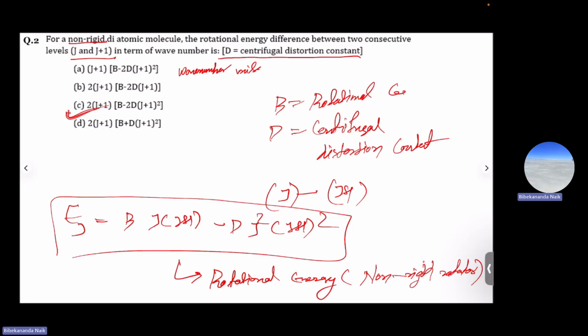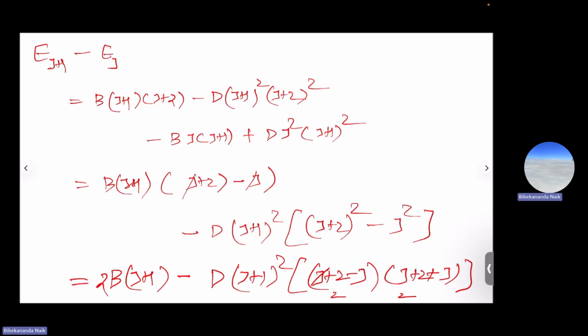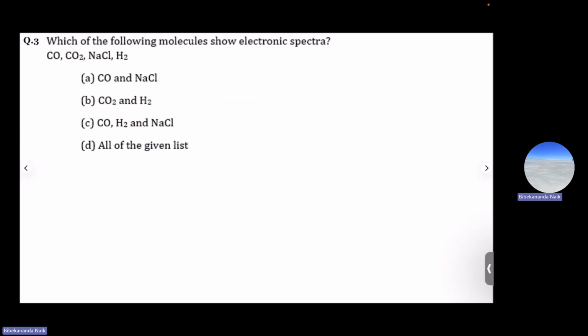So if you put the expression for the rotational levels of a non-rigid rotator, then we can calculate the energy difference between two consecutive levels. So in this way we can find that the correct answer is 2 into j plus 1 into B minus 2D into j plus 1 square. Now we move to question number 3.